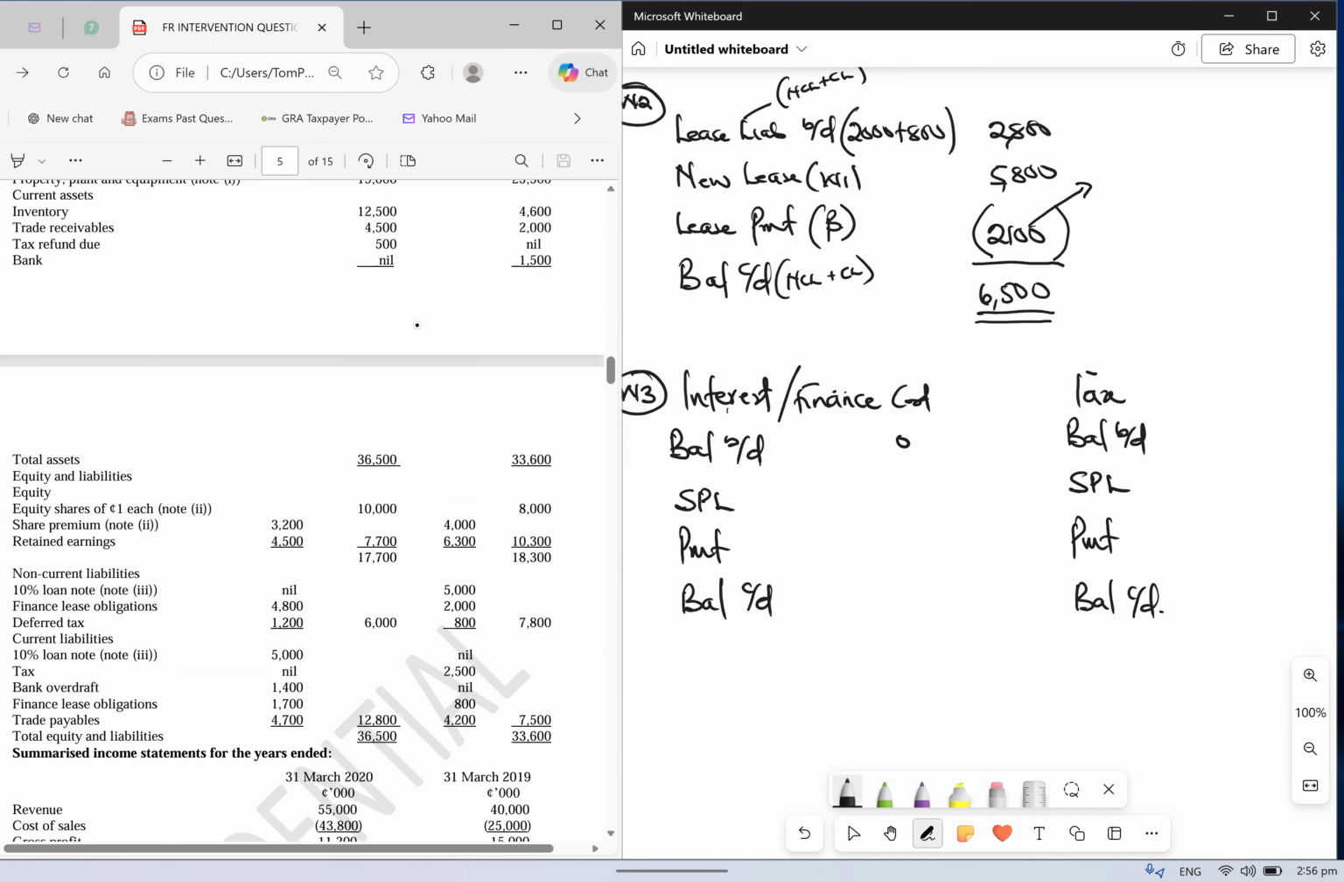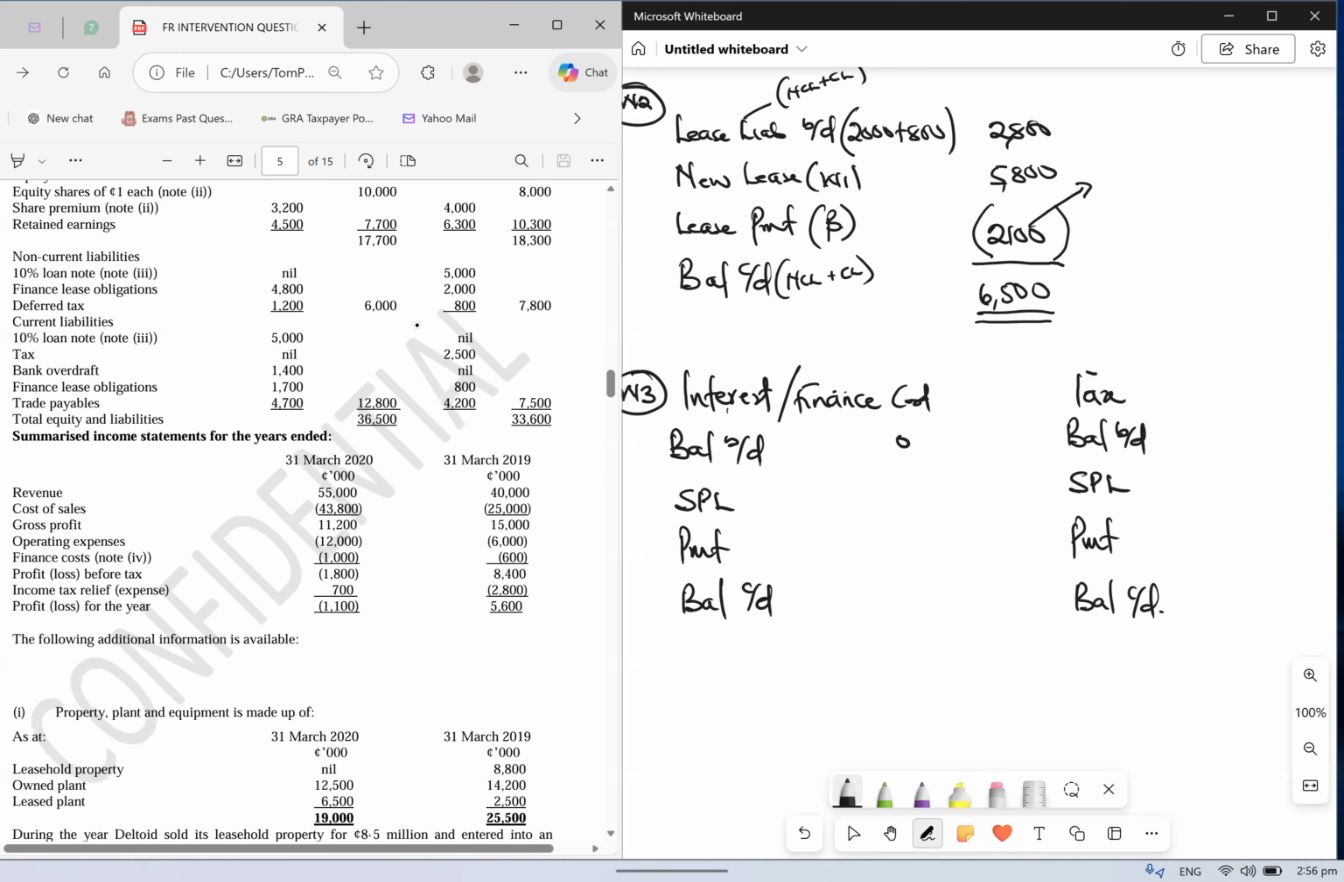Where's our P&L? Have you seen the interest? 1,000. That is your finance cost, that is your interest for the year. 1,000. All right. So I think it is the interest we added back. Is that not it? Yes.